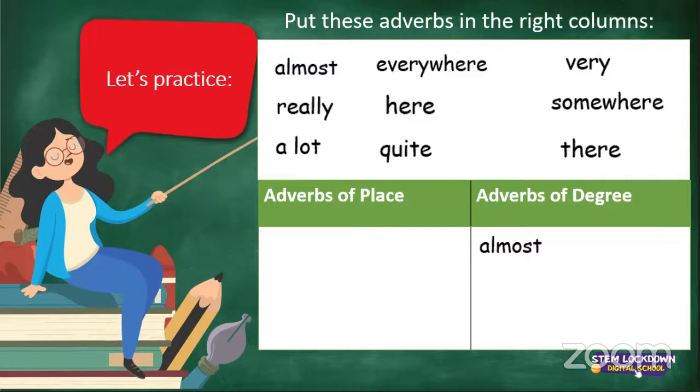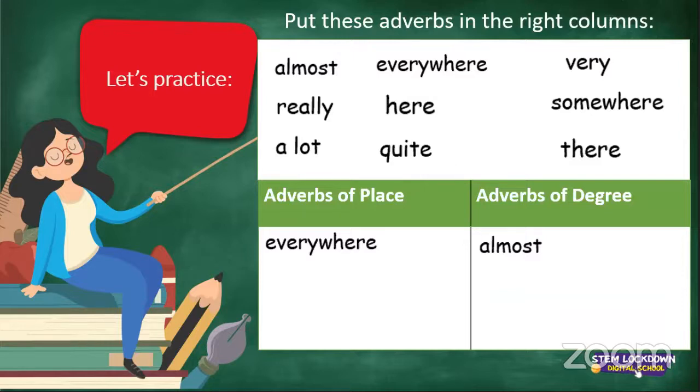The next one, everywhere. Quickly type in your chat box. Is everywhere an adverb of place or is it an adverb of degree? Good, good. I see some answers here. You are right. That's an easy one, right? I told you this exercise would be easy for you. The next one, let's look at very. Is very an adverb of place or is it an adverb of degree?